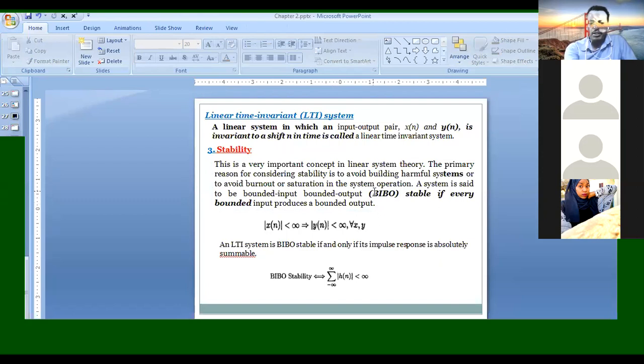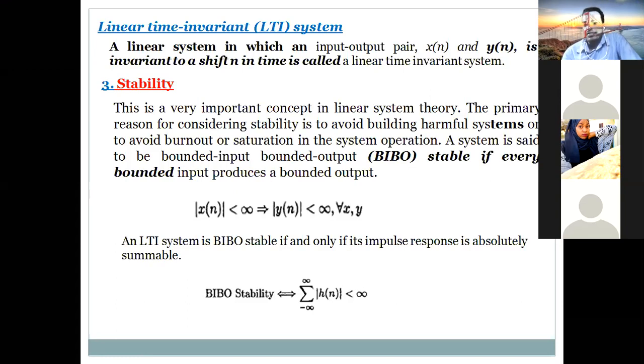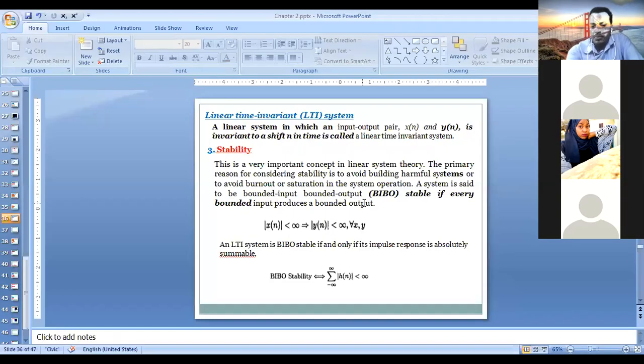Third property, stability. It's a very important concept. Systems can be stable or unstable. As you can see here, there is an important word, BIBO. Bounded input, bounded output stability. There is another type of stability, but for us in DSP, this is the important one, BIBO stability. So what does it mean?